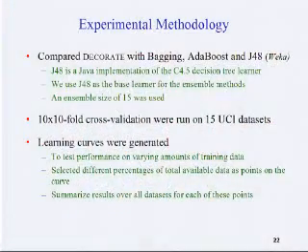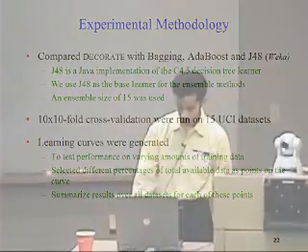So we ran experiments on 15 data sets from the UCI repository, and these vary in the number of examples and the number of classes and features, etc. So just a few details on the experiments. We compared our algorithm Decorate with bagging, boosting, and J48, which is just the Java implementation of C4.5.